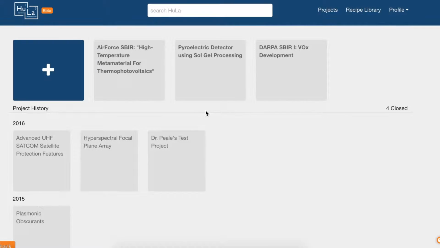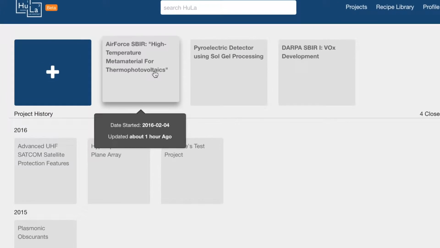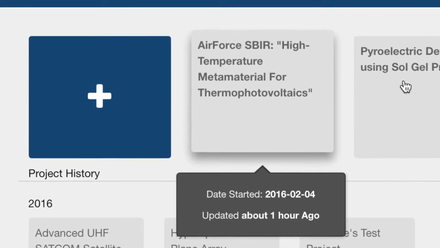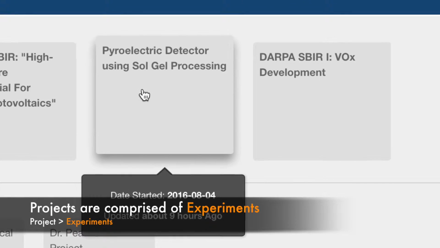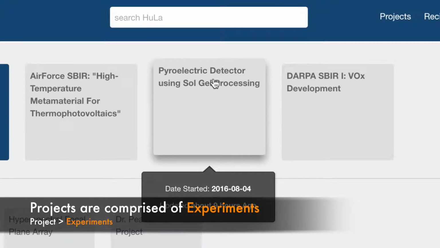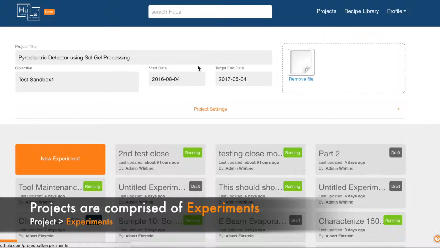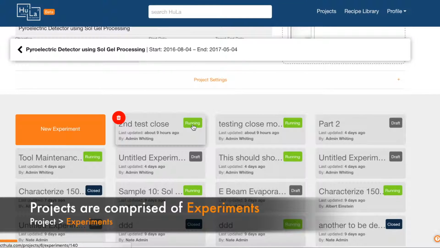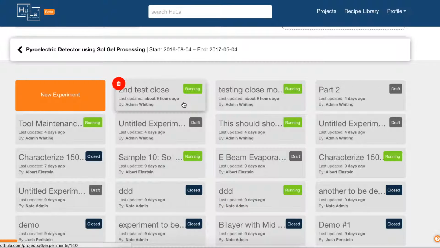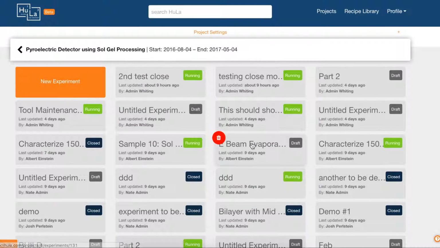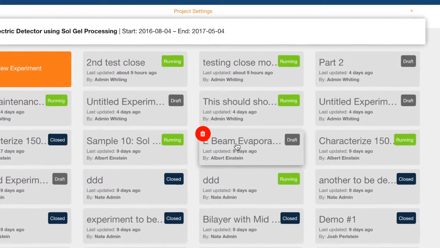Well, first, everything's organized by projects, and projects can be anything from a funding source or simply a technology that you're working on. And then projects are comprised of experiments. So we'll look inside this one, for example, and you'll notice that there are plenty of experiments within here in various different states that we'll end up talking about later. And then experiments are comprised of processes.